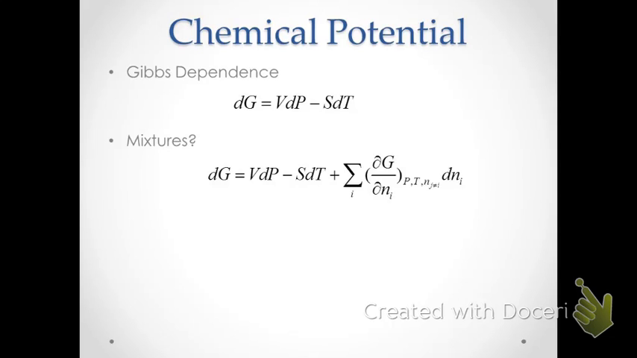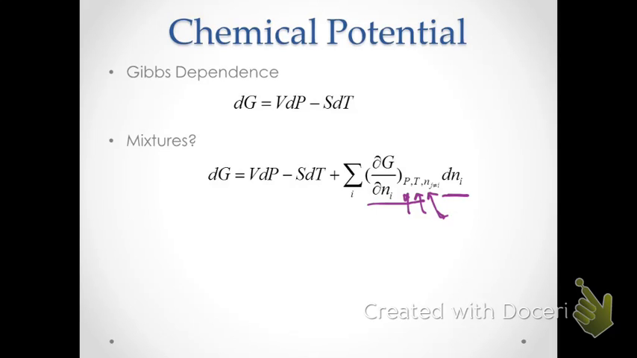So what we're going to do is add to our equation a term which deals with the changes in the number of moles of particular components. So we have here in this equation dn sub i, which represents the number of moles of some component i, and the dependence of the Gibbs function on that component i is simply this partial derivative, the derivative of G with respect to the number of moles of component i. Of course, we're going to be holding pressure, temperature, and the number of moles of all the other components constant here, just as we would before.